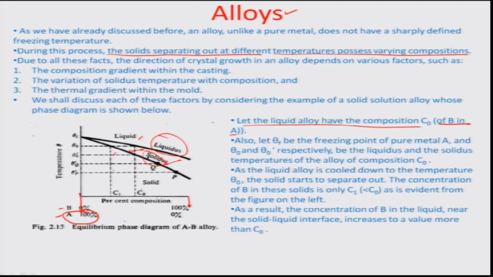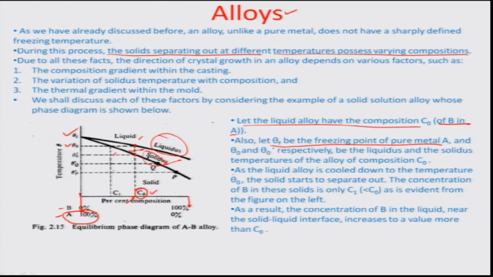So, you can see here that at this particular point, for example, composition of B is C0 and that of A is 100 minus C0. So, also let theta f be the freezing point of the pure metal A. So, this is theta f right here, and theta 0 and theta 0 dash are respectively the liquidus and the solidus temperatures. So, you can think of at C0 composition, theta 0 is the liquidus temperature and theta 0 dash is the solidus temperature corresponding to this composition C0.